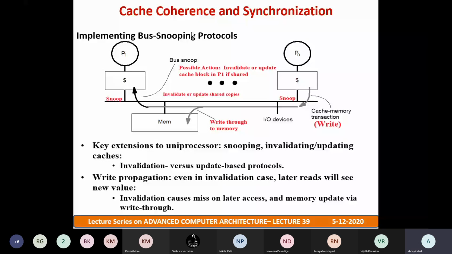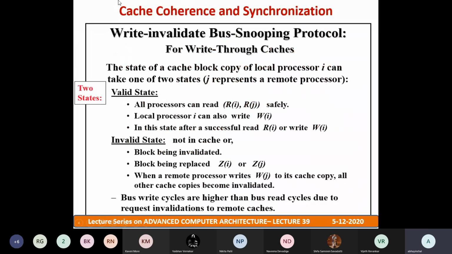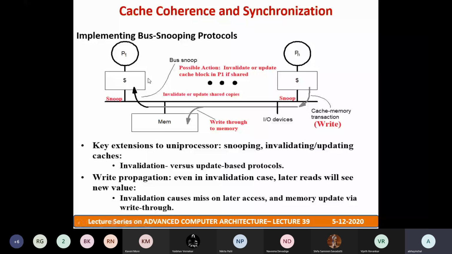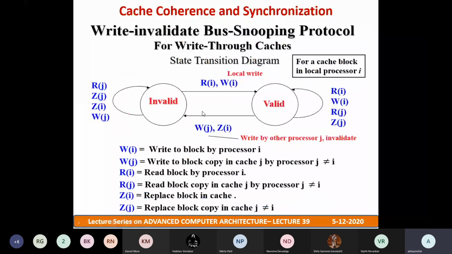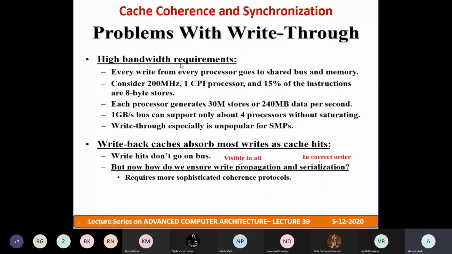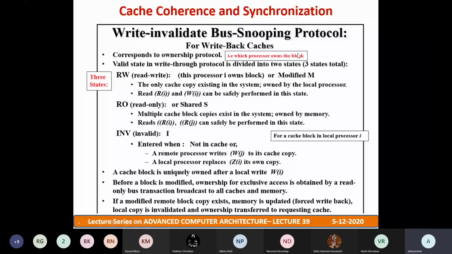In this class, we are going to go through the next one, the write once protocol. Since we have come across what is meant by write invalidate bus snooping protocol, it is going to have two states, that is valid state and invalid state, and this is how it works. The problem with write through protocol is high bandwidth requirement, whereas write back caches absorb most writes as cache hits. That's why we go through write back caches for write invalidate bus snooping protocols.